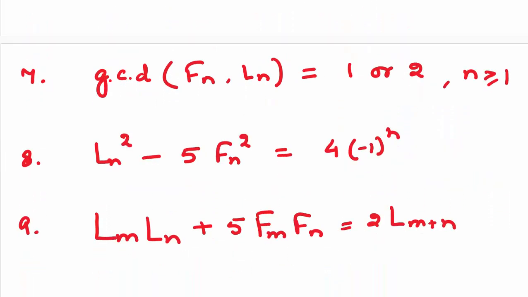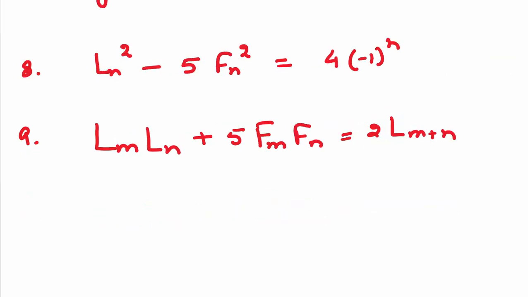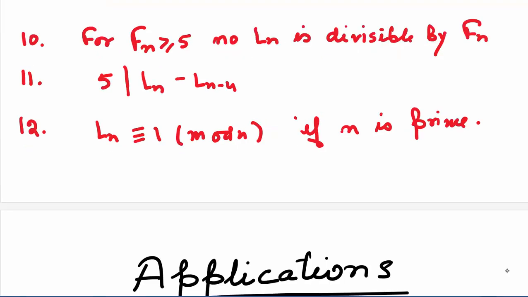One thing you have to remember, the GCD of the Fibonacci numbers and the Lucas numbers will always be either 1 or 2 for all values of n greater than or equal to 1. Look at this identity. Ln square minus 5 Fn square is always equal to 4 times minus 1 to the power n. And Lm into Ln plus 5 Fm into Fn is nothing but 2 times L of m plus n. For n greater than or equal to 5, no Ln is divisible by Fn. Next point, 5 will always divide Ln minus L of n minus 4. And lastly, Ln is congruent to 1 mod n if n is a prime.